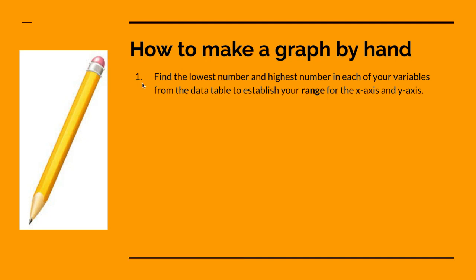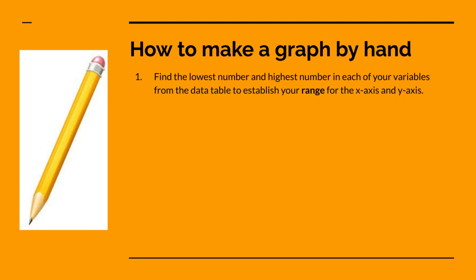So the first thing we need to do is find the lowest number and the highest number in each of our variables from the data table to establish our range for the x-axis and the y-axis. All you have to know is that a range is basically what's the lowest number I need to include and what's the highest number I need to include. The actual definition is the difference between the lowest number and the highest number in your data.